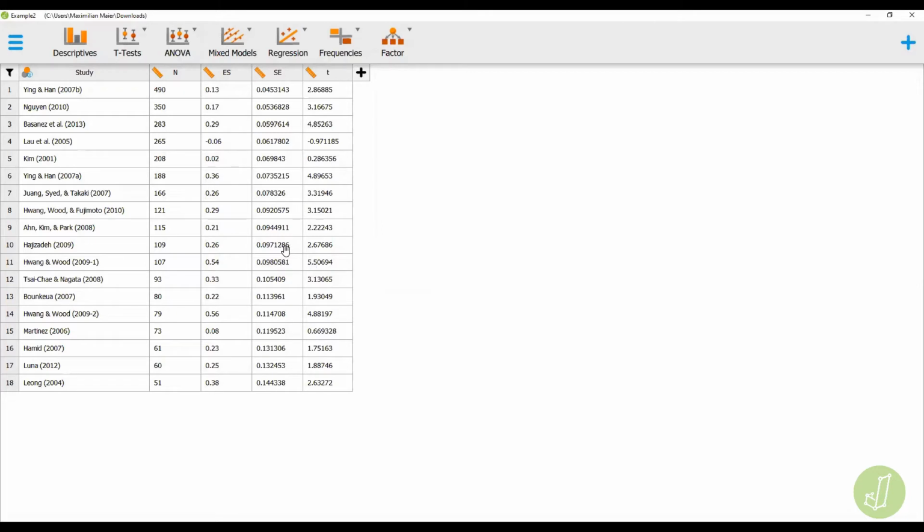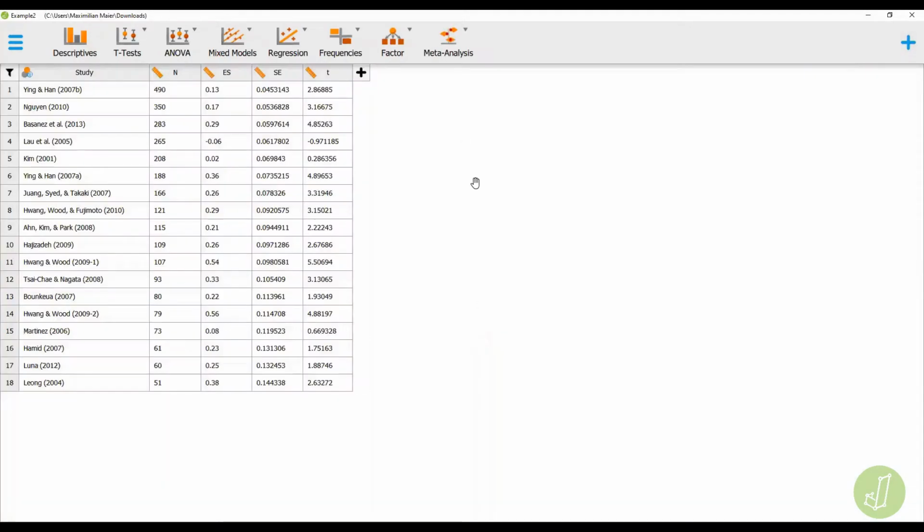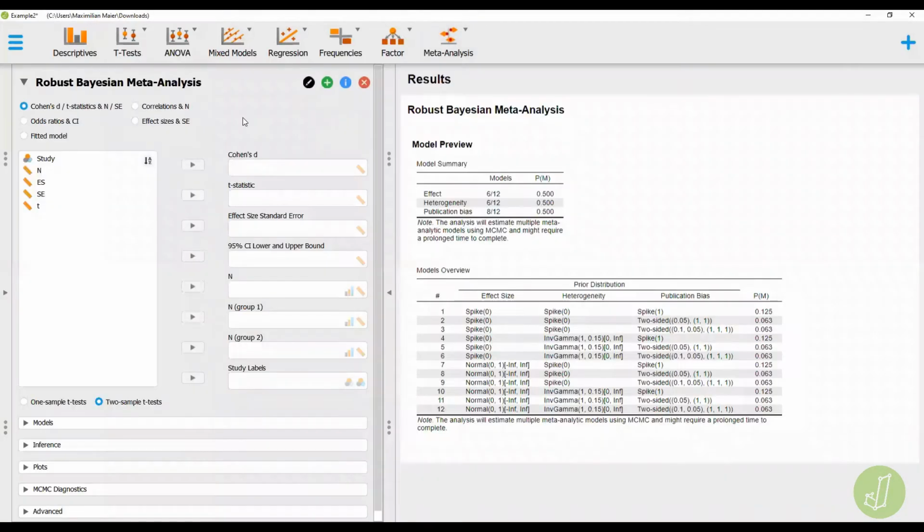To do so, we first click the plus sign in the upper right corner. Then we select Meta-Analysis. Now we can see the Meta-Analysis module appear at the top. Here we select Robust Bayesian Meta-Analysis. First, let us take a look at the input panel on the left side.